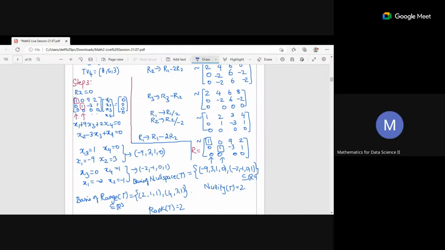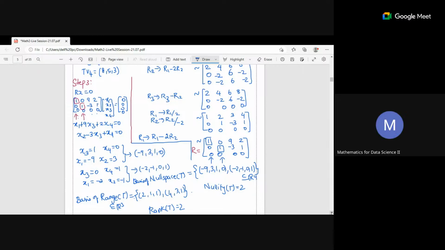When we see the independent variable and dependent variable, do we look at the column or row? We look at the columns, because here we are looking at the pivot elements. So the columns containing the pivot elements we are seeing. So we are looking at the columns only.